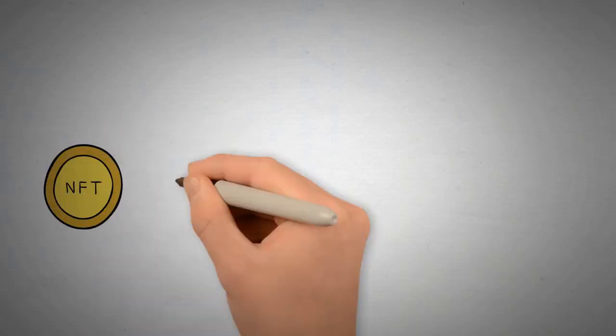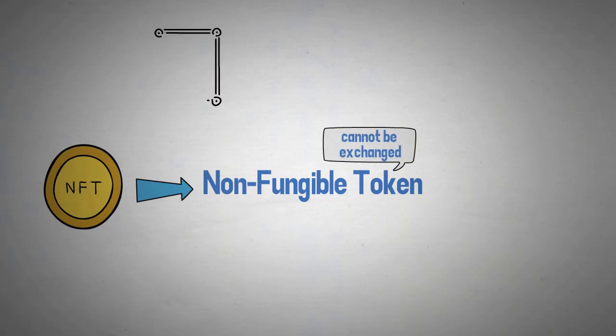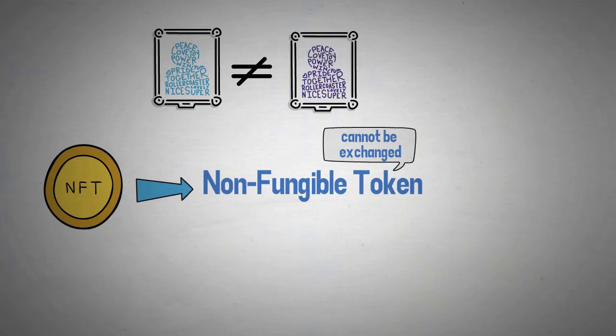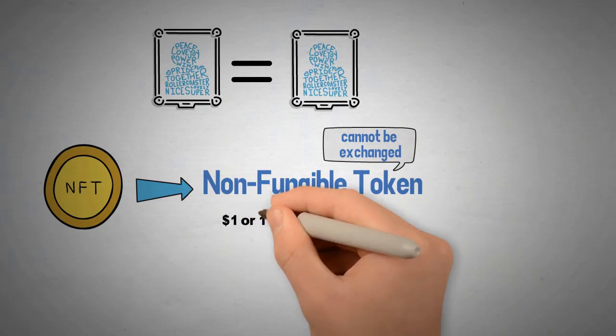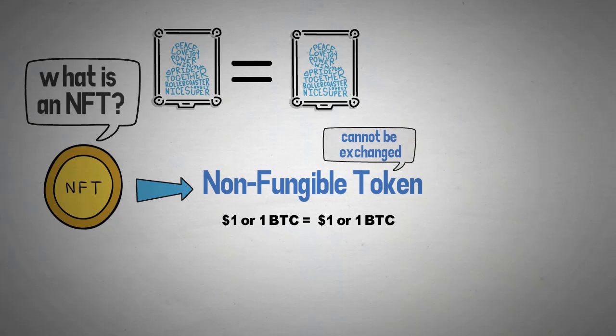NFT stands for Non-Fungible Token. Non-fungible means that something cannot be exchanged for another item because it's unique. For instance, one piece of art is not equal to another. Both have unique properties. Fungible items, on the other hand, can be exchanged for one another. For instance, $1 or Bitcoin is always equal to another. Okay, but what is an NFT?